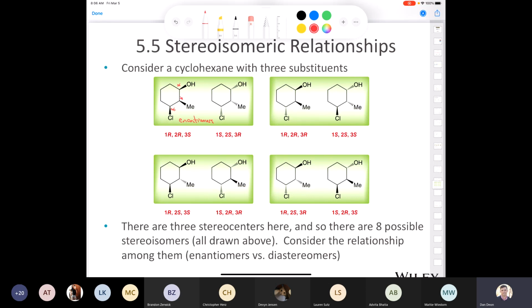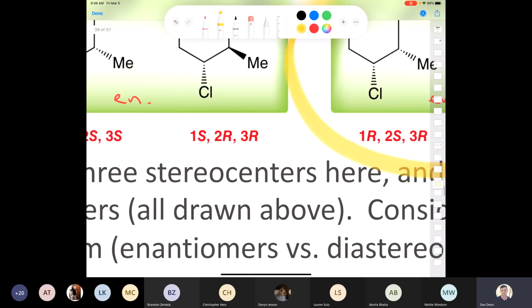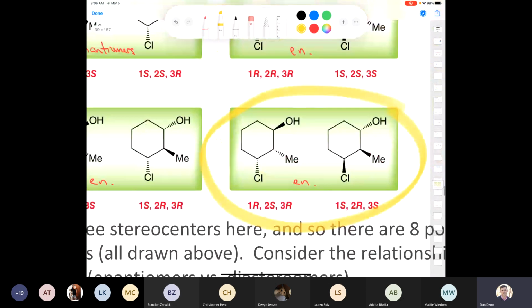If you look at any of the pairs of compounds in the green boxes, you'll see that these two compounds are enantiomers, these two compounds are enantiomers, and these two compounds are enantiomers. So with this cyclohexane with three substituents, we have three pairs of enantiomers. Now again, I'm just rehashing the same thing, but if you don't follow me, let's just pick one at random. We'll pick the last one down here. Why are these two compounds enantiomers? Because every single stereocenter has been inverted.